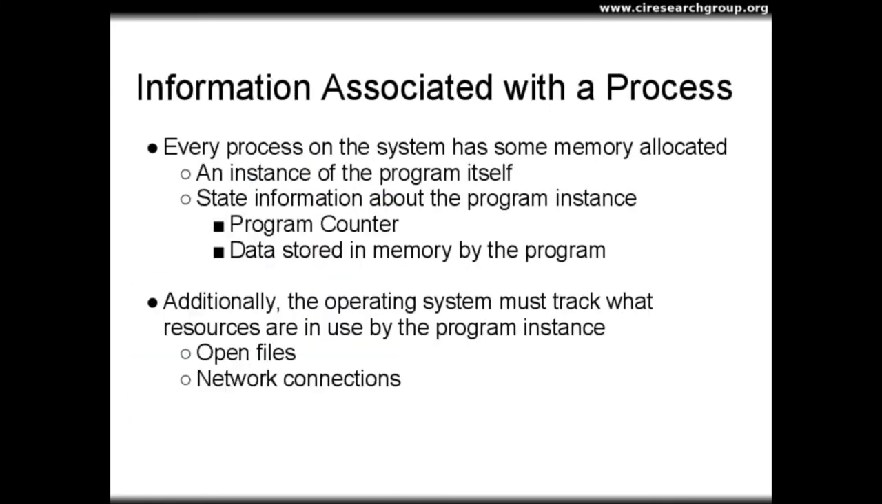In order to track processes correctly and allow multiple processes to share the same system, the operating system must track some information that is associated with each process. This information includes the memory that the process is using, as well as the current location in the process code that is executing, known as the process program counter. The operating system must also track other resources in use by a process, including which files are currently open, and any network connections the process is using.